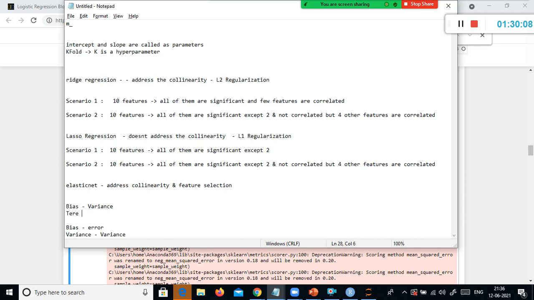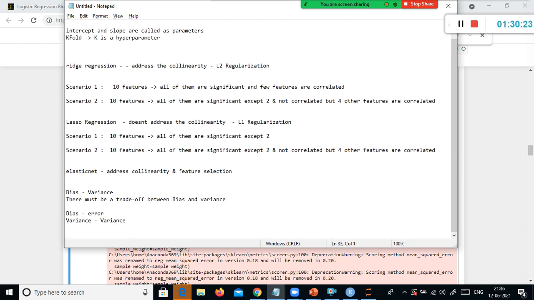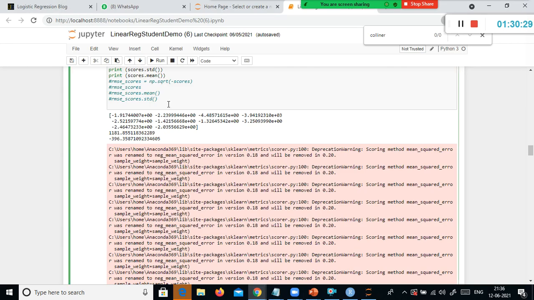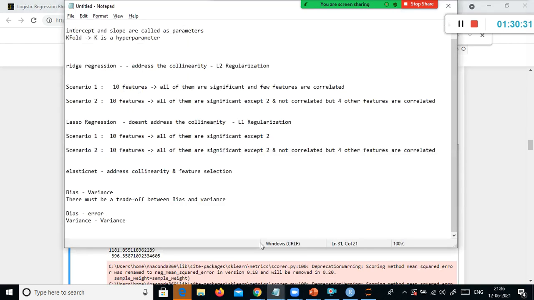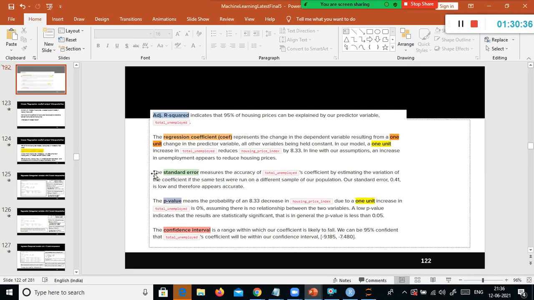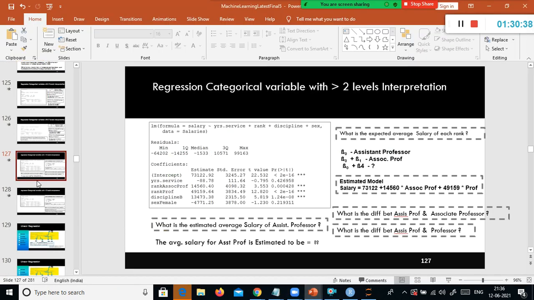There must be a trade-off between bias and variance. What do you mean by trade-off between bias and variance? Bias is nothing but error, and variance, right? As I told you, we are using 10 folds. I'll just explain one more time.